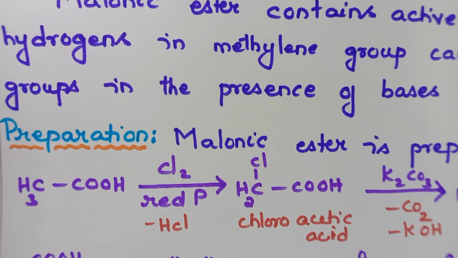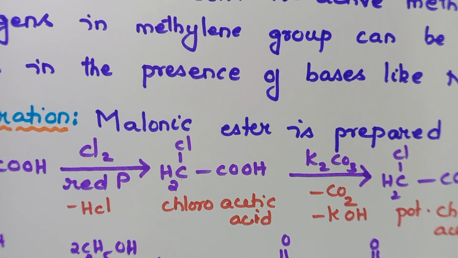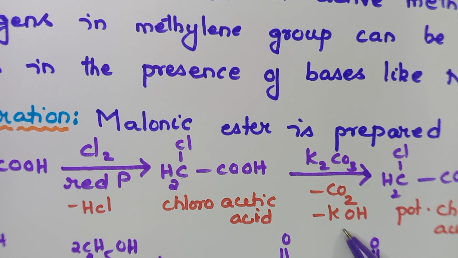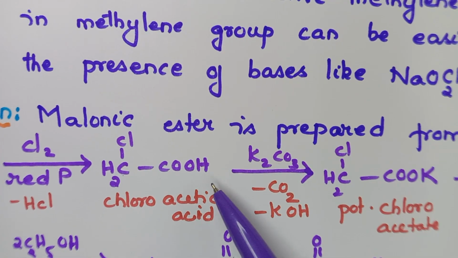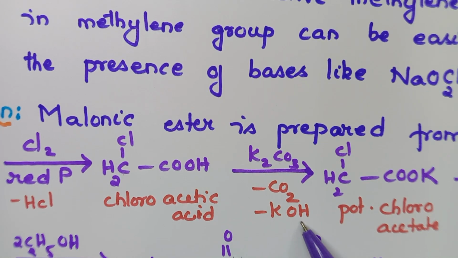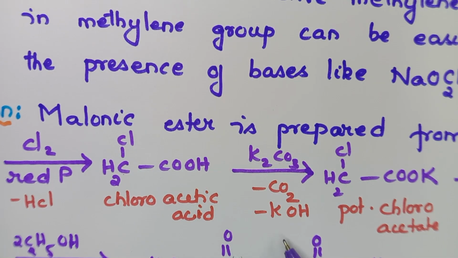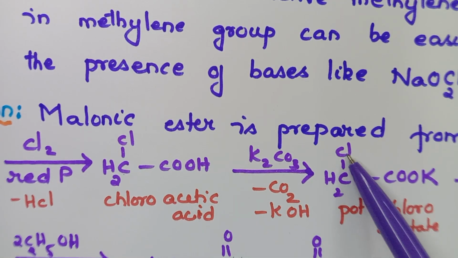Next, after chloroacetic acid, we add K2CO3. What is K2CO3, students? Potassium carbonate. What are eliminated? Carbon dioxide and KOH, potassium hydroxide. So what do we get next? Cl, CH2, COOK. This H comes out as KOH, from K2CO3: one K, one O and H as KOH, and the remaining CO2 comes out as carbon dioxide. So one K replaces the hydrogen over here, and we get Cl, CH2, COOK.